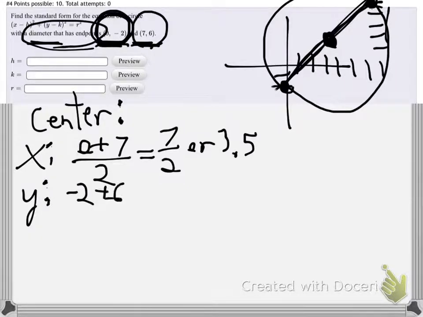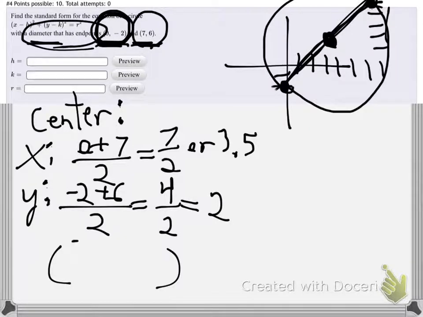So we'll do -2 plus 6, half that, and it'll average the two of them. That ends up being 4 over 2, which equals 2. And now we've got ourselves a midpoint. Midpoint is 7/2, also known as 3.5 if you like. And then the y part is 2.